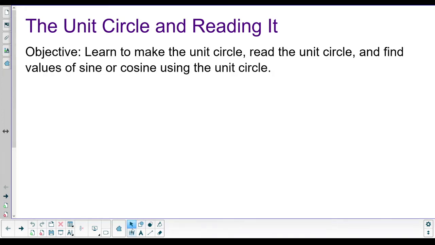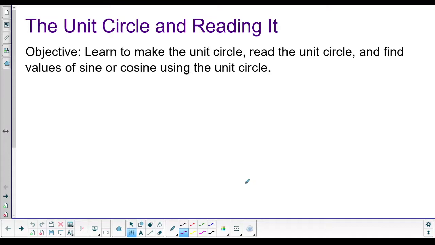We are going to talk about the unit circle today. Hopefully, this is a pretty easy lesson for you. Mostly, it's can you read the unit circle? But I'm also going to go over how to make one and some ways to think about it to help you memorize it faster.